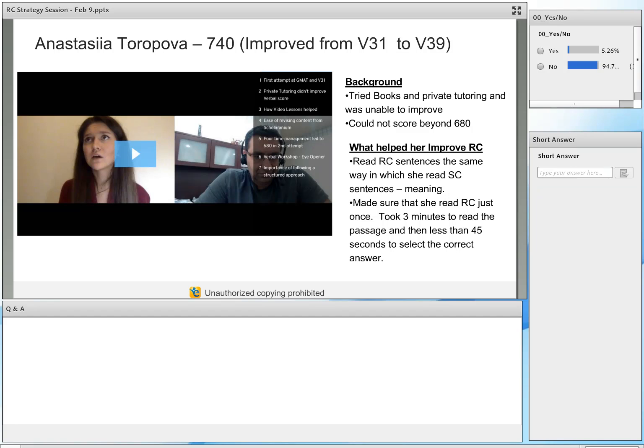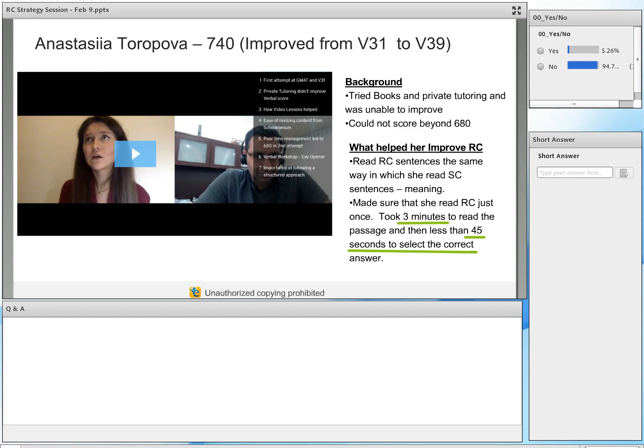The time to answer a question comes down because you are so clear about what the passage is, what the author is saying. Okay, so really she used to take 3 minutes to read the passage and then less than 45 seconds to select the correct answer. Now you may think that it may take you that much time to go through each and every answer choice, but really when you have a solid understanding of the passage and you read the question, you automatically get the correct answer formulated in your mind.